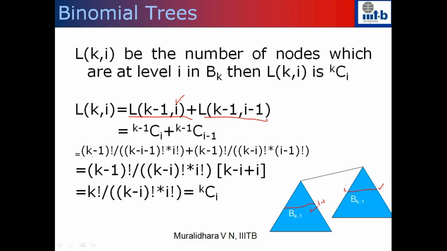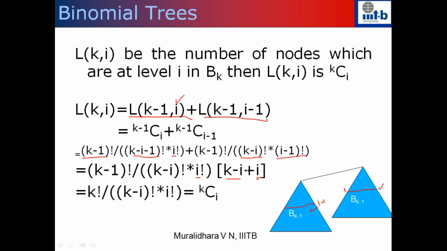If we expand this, what we get is factorial k minus 1 divided by factorial k minus I minus 1 times factorial I, plus factorial of k minus 1 divided by factorial of k minus I times factorial I minus 1. So what we are going to do is take this factorial k minus 1, which is a common term in the numerator. In the denominator we will take factorial k minus 1 here and factorial I here. So what I have here is factorial k minus I minus 1, but if I want factorial k minus I, I have to multiply both numerator and denominator by k minus I. And in this part what I need is factorial I, but what I have is factorial I minus 1, so I have to multiply both numerator and denominator by I.